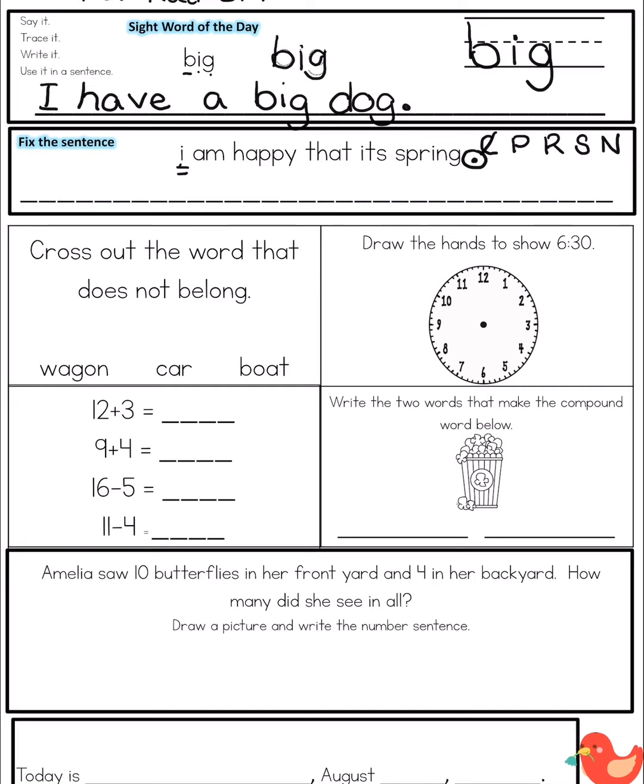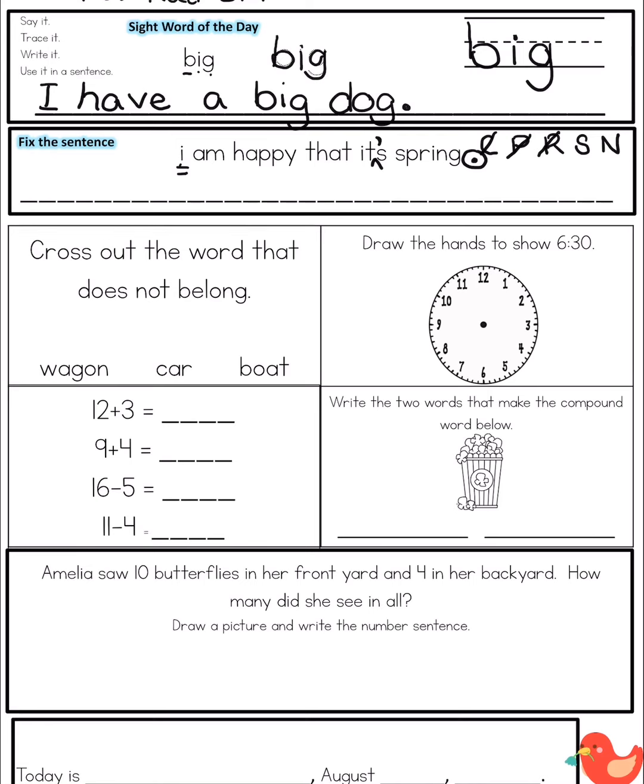Now the other sentence punctuation error is kind of tricky. It's two words that are smashed together and one of the letters falls out. It's is a contraction, so I need to put in an apostrophe. That's like that comma that's up in the air. I am happy that it's spring. Got all our punctuation, and when I read it that time, it sounded right.